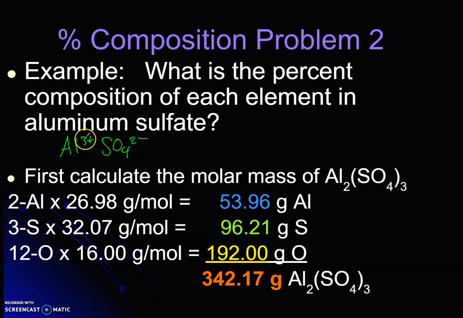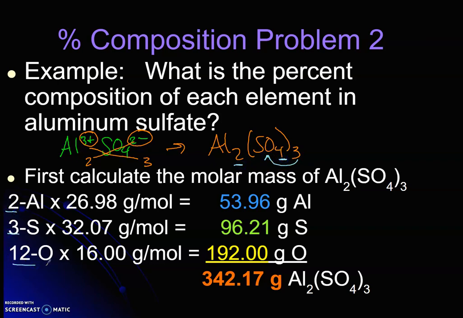So that means we are going to crisscross my 3+ and my 2-. Crisscross makes you wanna bond, bond. So we have Al2(SO4)3. And you need to do the atomic inventory that we have been doing every time we do our molar masses by saying we have 2 aluminums, we have 3 sulfurs, and we have 12 oxygens.